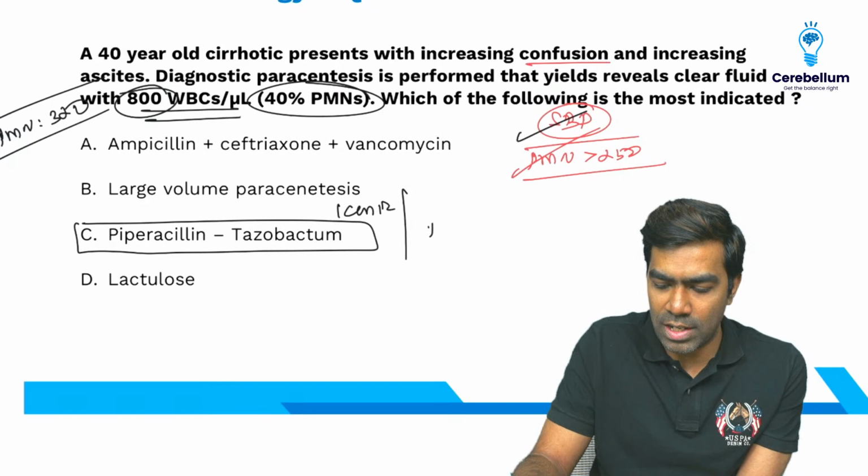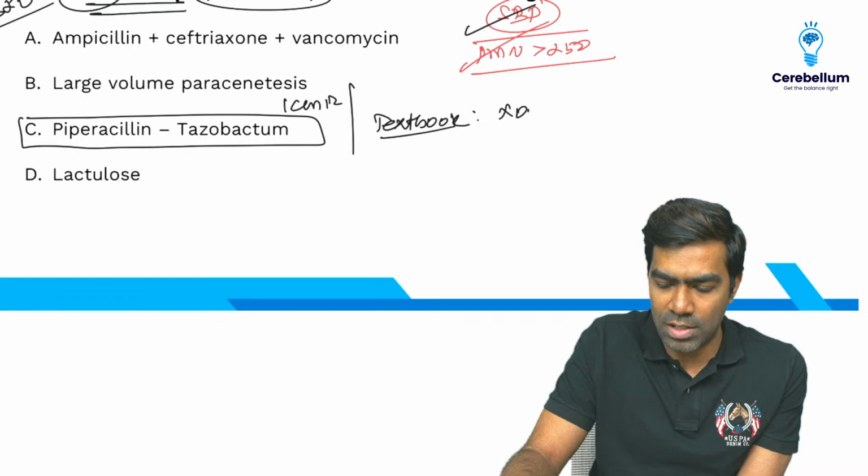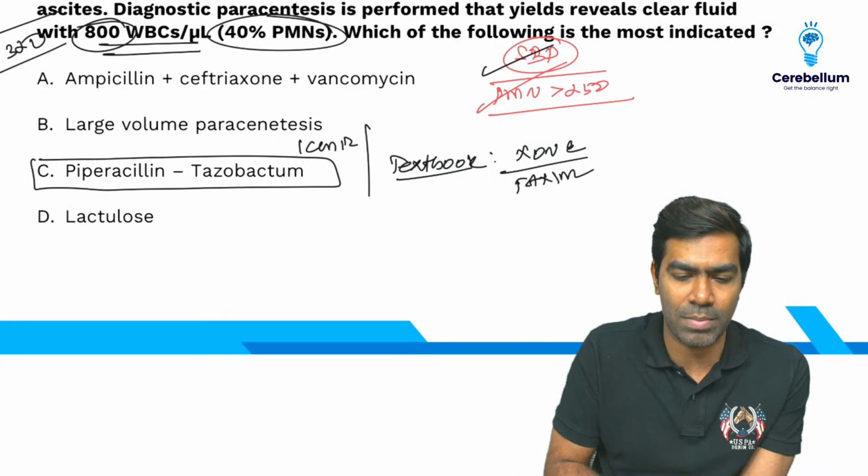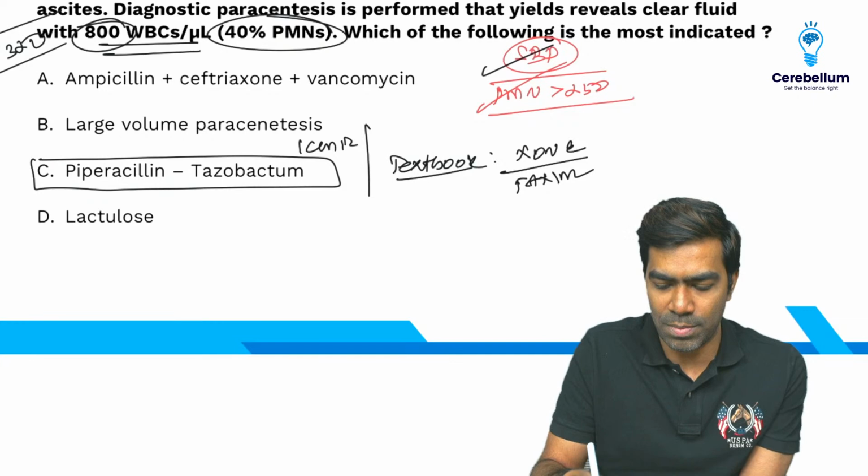textbooks like Harrison, what they have mentioned is drugs like ceftriaxone or cefotaxime as the first line drugs. But in India, the rates of resistance to third generation cephalosporins are very high, especially when it comes to E. coli, because E. coli is the most common organism in SBP also. The rates of resistance are very high. That is the reason why ICMR guidelines recommend piperacillin tazobactam. But if you encounter options like ceftriaxone or cefotaxime, even that is going to be correct.